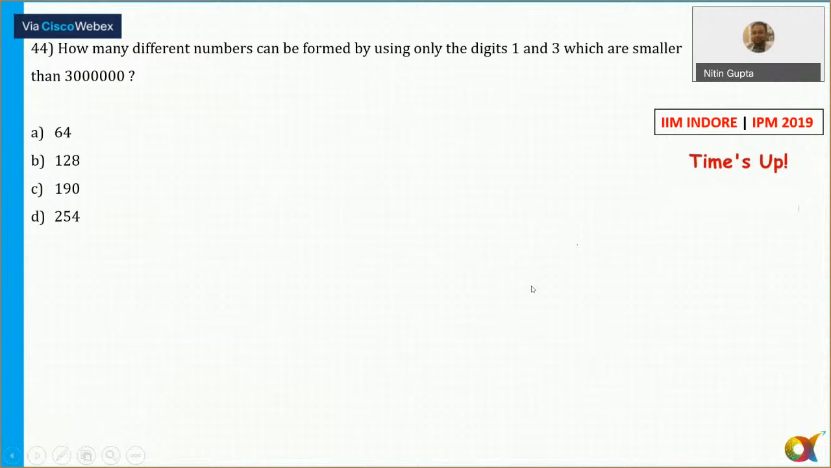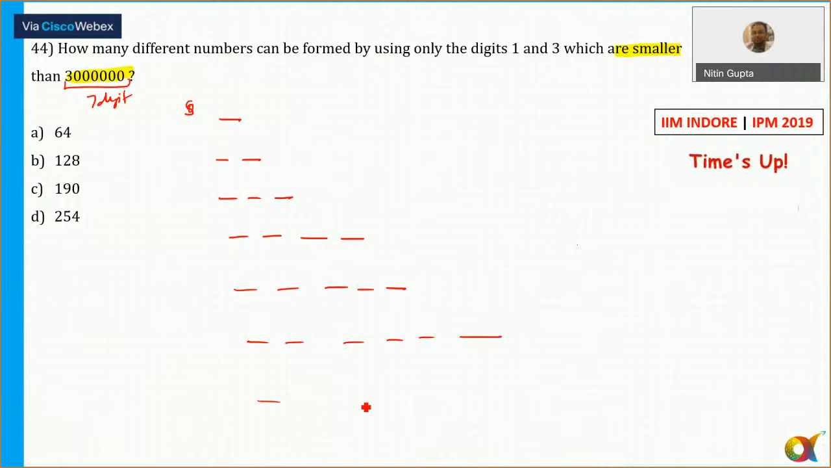All right. Now see it here. It says how many different numbers can be formed by using only the digits 1 and 3, which are smaller than this. It says smaller than this. It means what? It can be a single-digit number, or a 2-digit number, or a 3-digit number, or a 4-digit number, or a 5-digit number. Here, this is a 7-digit number. So if it is smaller than this, it can be a 6-digit number, or even a 7-digit number also. These are several possibilities.